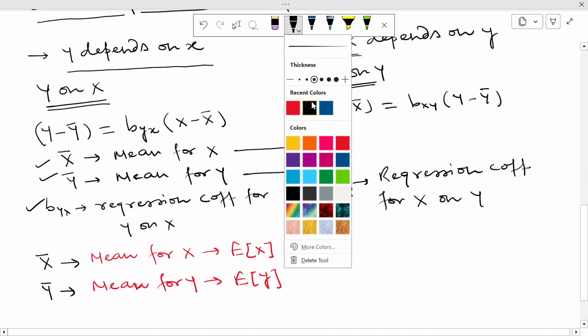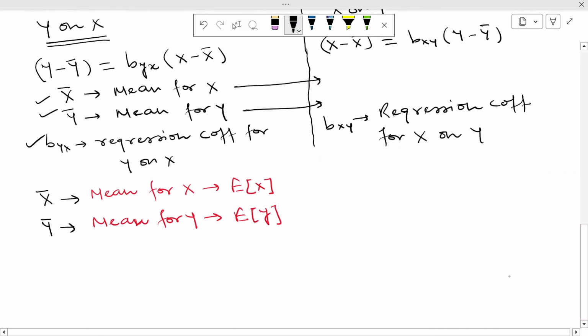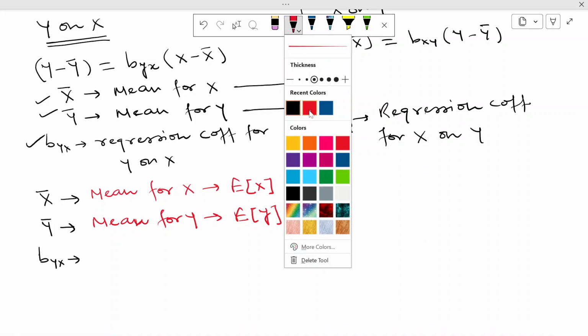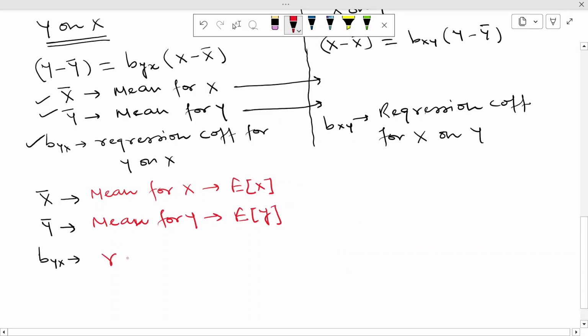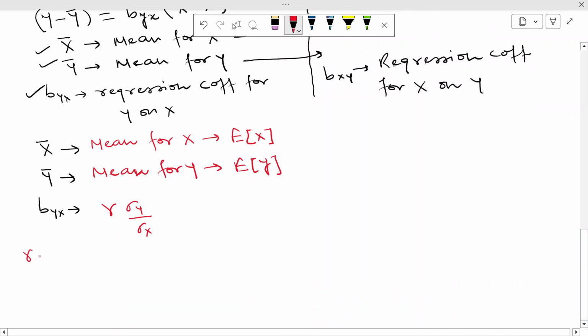Now moving towards the next symbol, which is byx in this case, so that is your regression coefficient. The regression coefficient is given as r times sigma y over sigma x. Now here this r is the correlation coefficient between the variables x and y.